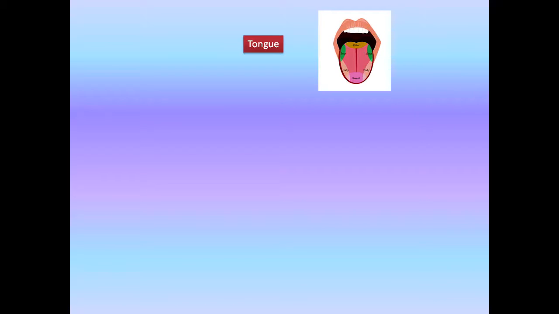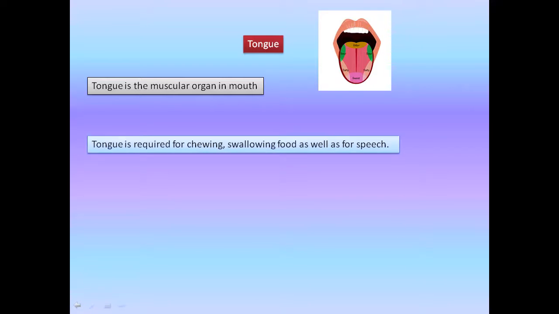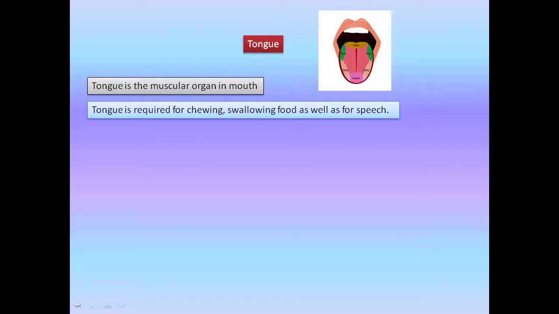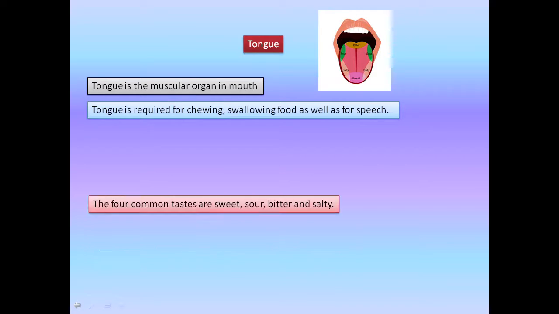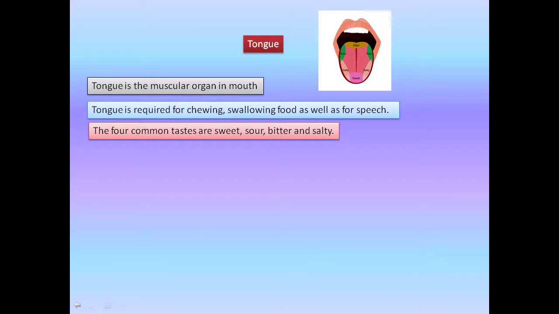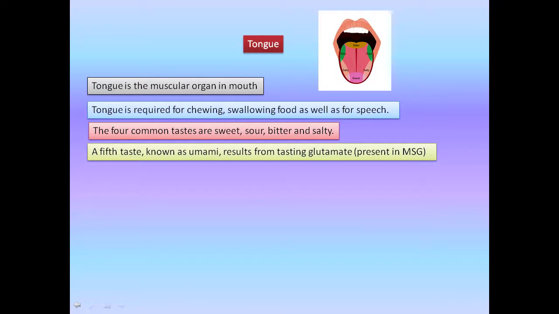Another sense organ is tongue. So tongue is the muscular organ in the mouth. It is required for chewing, swallowing food as well as for speech. And the four common tastes are sweet, sour, bitter, and salty. A fifth taste known as umami results from tasting of glutamate present in monosodium glutamate. You can have the taste which you find in the noodles, etc. It is due to this fifth taste.